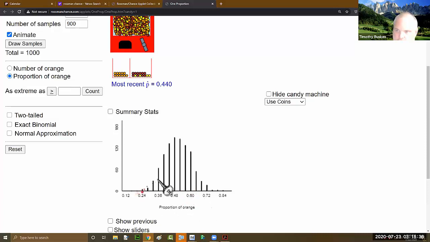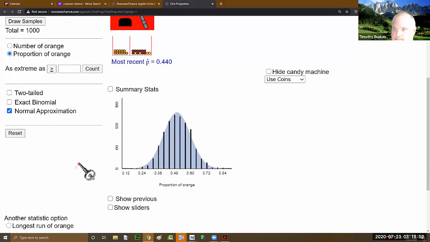So the shape of this graph, if you could put a smooth curve over that, that's going to give you a normal approximation, or it'll be approximately normal. Did you notice that? And also, if I click on summary statistics here, I'm getting the mean and the standard deviation. And what is that mean and what is that standard deviation?